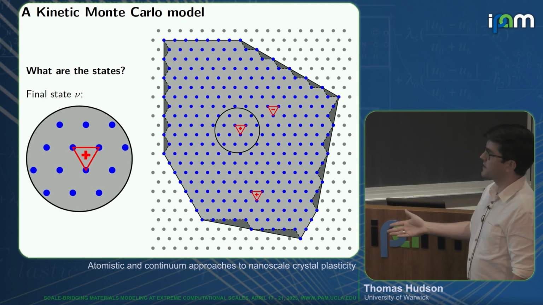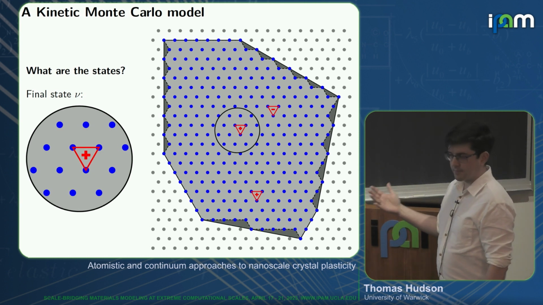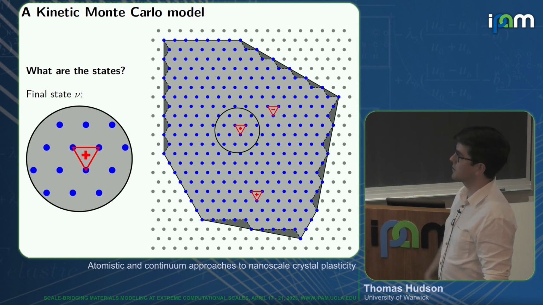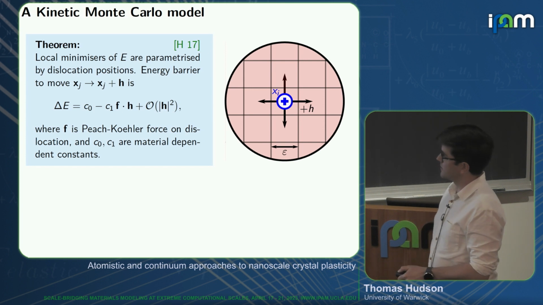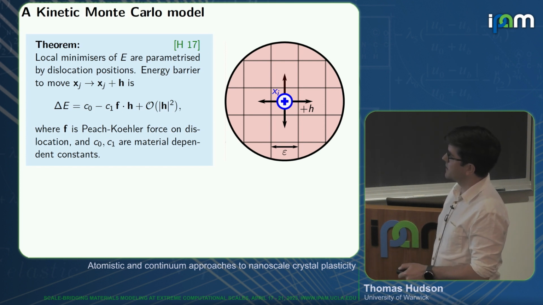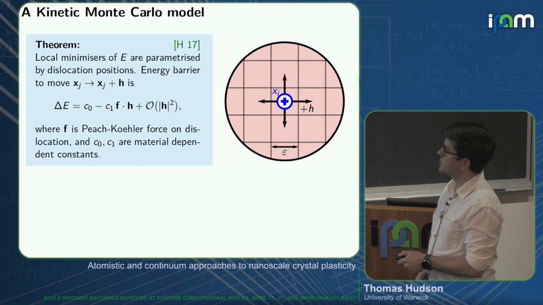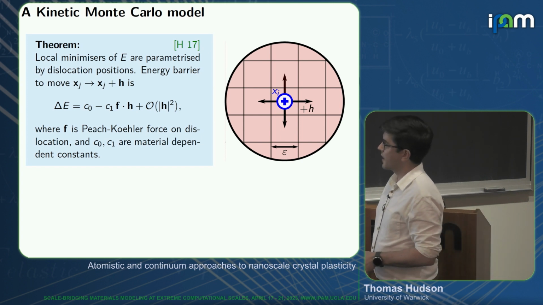So the idea is that we have these states that are parameterized by where I put the dislocations down, and then I can think about the barriers between these states and try to build that into a kinetic Monte Carlo model. As I said, it's a theorem that these minimizers are parameterized by dislocation positions. And in fact, the nice thing in this model is you can say even more. Energy barriers for dislocations that are sufficiently far apart can actually be characterized.